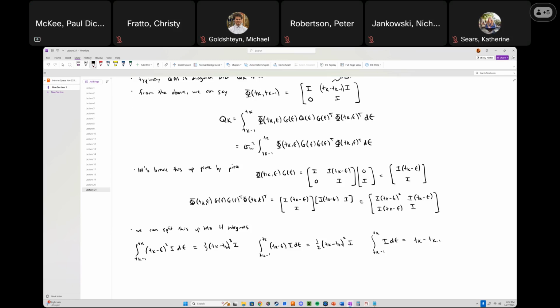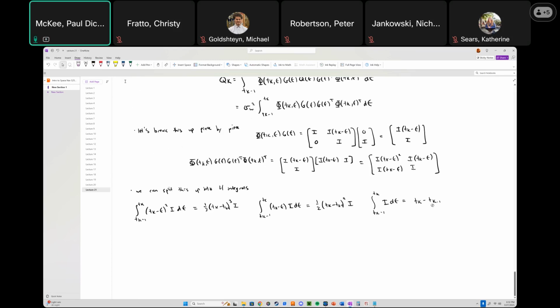Which, if we're feeling lazy and we just want to say that that is delta T, then we can simplify and say that QK is equal to sigma omega squared times 1/3 delta T cubed identity matrix, 1/2 delta T squared identity matrix, 1/2 delta T squared identity matrix, and then just delta T identity matrix. And I guess these are associated with time K. There it is. So this is one example of how to build QK from Q.